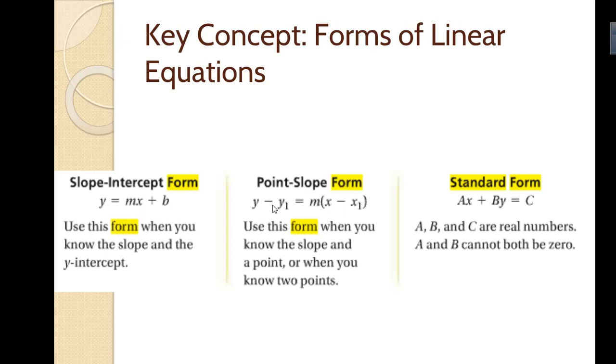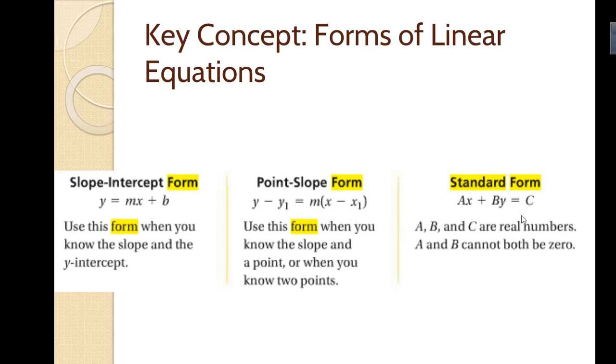Point-slope form is used when you're given a point and a slope. So if you know the slope and a point, you're going to use point-slope form, or if you're given two points, you'll have to use point-slope form as well. This is where we take y minus the y-coordinate equals m times x minus the x-coordinate. Here (x1, y1) is the point that you know, and m is your slope. And the last form is standard form.